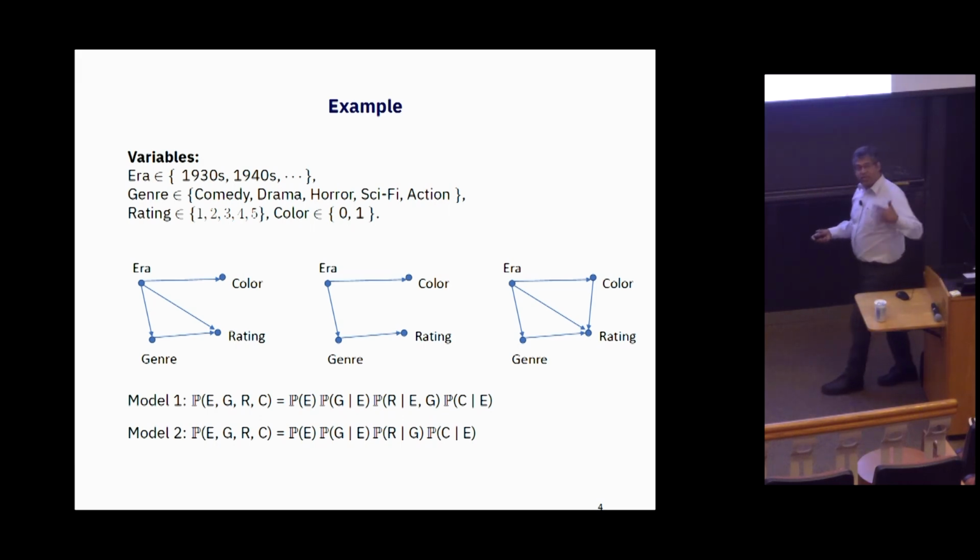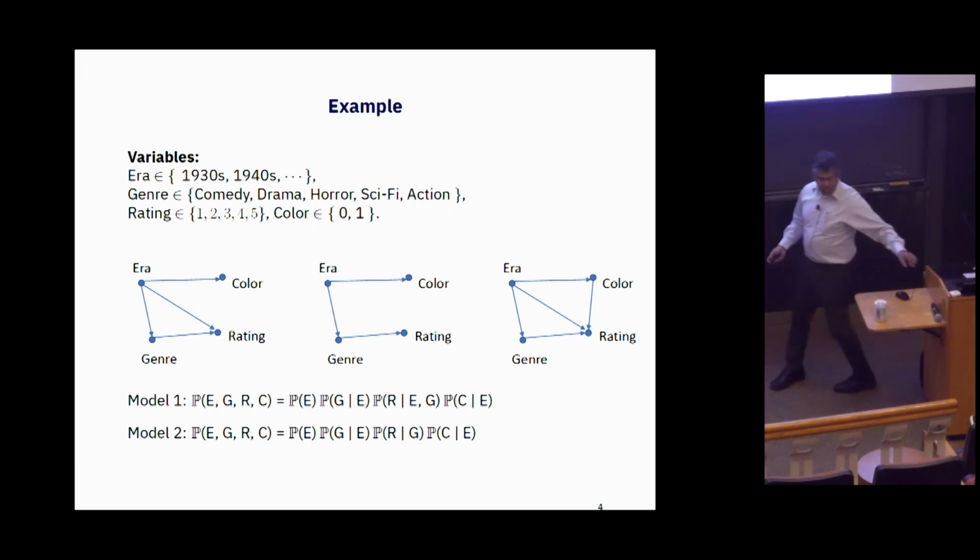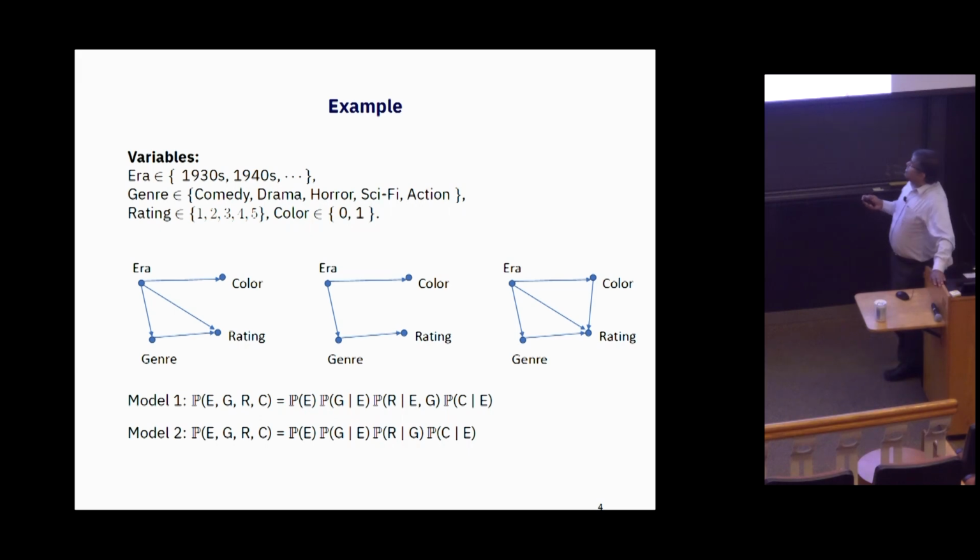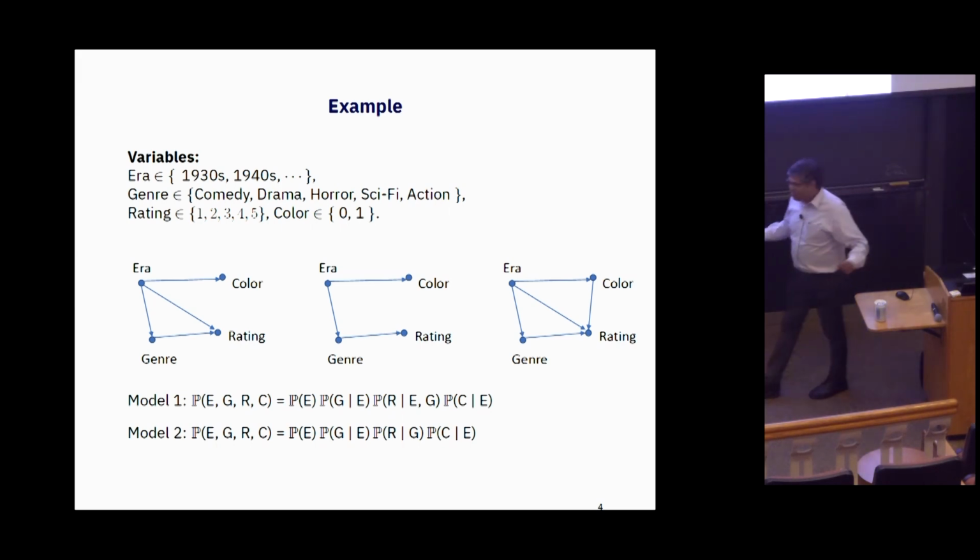So this is a discrete set of random variables. Then you have genre, with 5 different possible values here, ratings, 1 to 5, where viewers rate movies, and then maybe the color. Was it a black and white movie or a colored movie? And there are possible models.